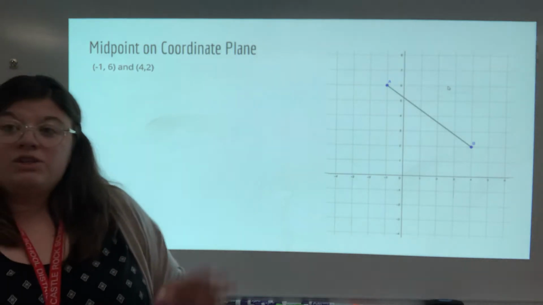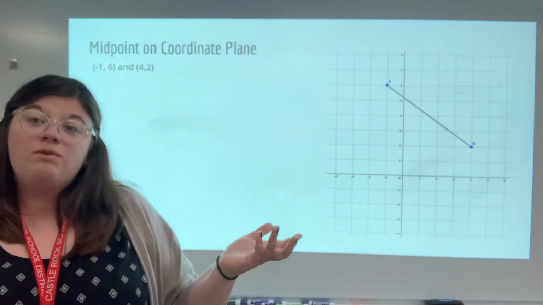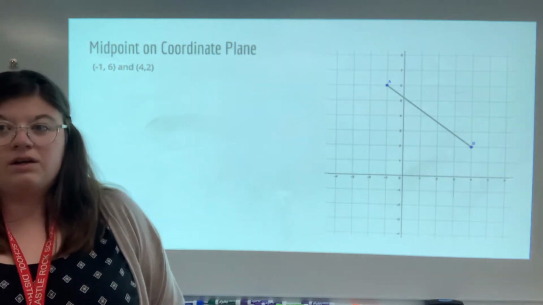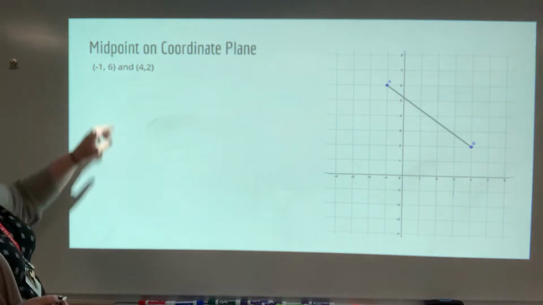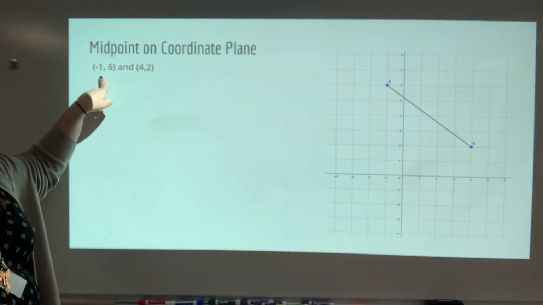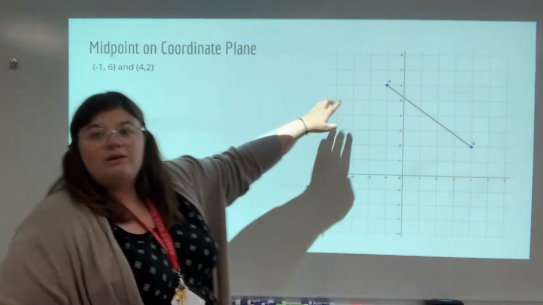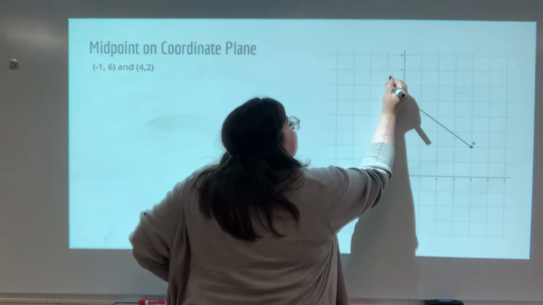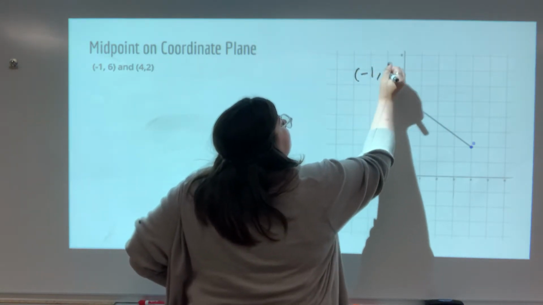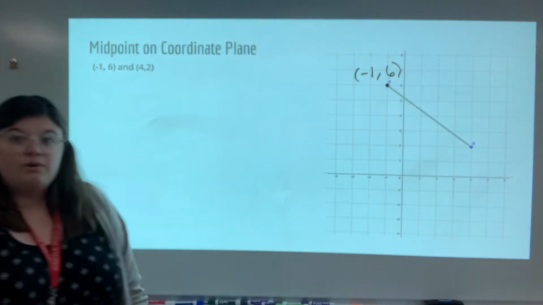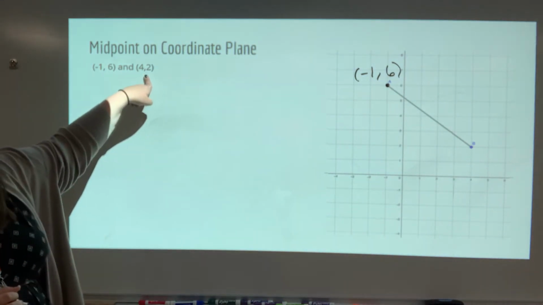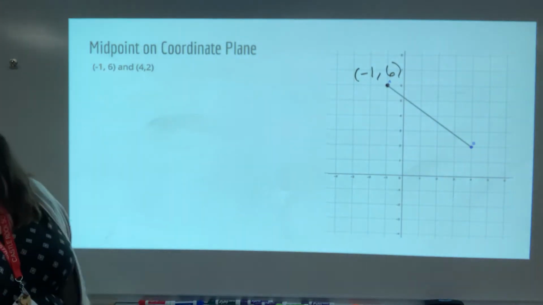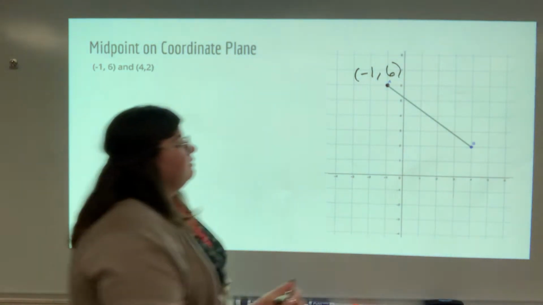So we just talked about the midpoint. How might we find the midpoint when we have a line segment that is on the coordinate plane? So here, trying to find the midpoint, I hope you can see this okay. I've got point A up here at -1, 6. I've got a second point, since we need 2 points to make a line segment. So I have a second point at 4, 2. That's my point B down there.